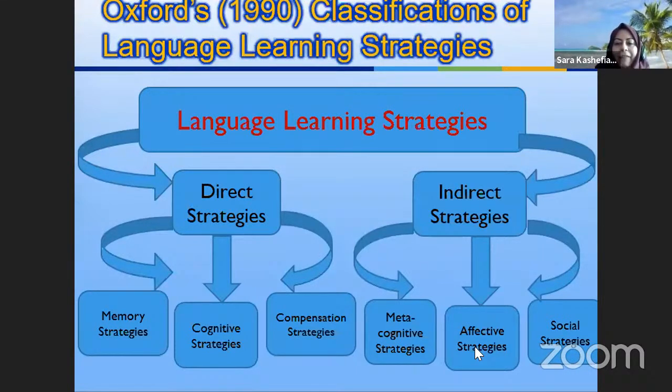Then we have the affective strategies. They are used for affection, emotions, attitudes, etc. So when you want to handle your emotions or your attitudes, your feelings, you make use of affective strategies when you want to learn a language. And the last type is social strategies. As you can guess, these strategies, which learners use to cooperate with others in the learning process, are also of overriding importance.